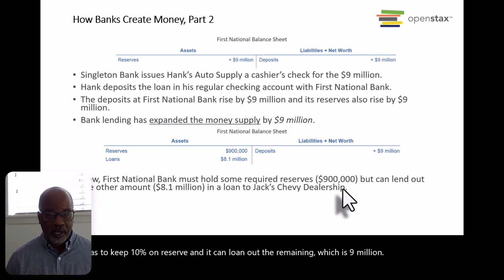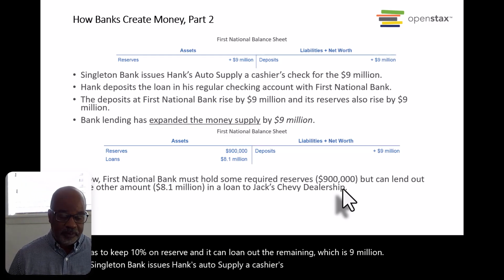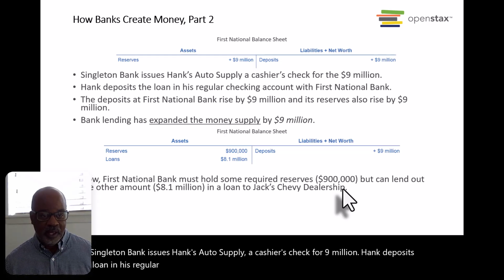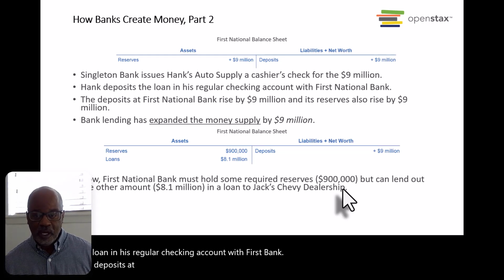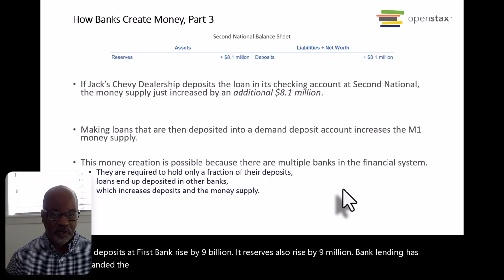So Singleton Bank issues Hank's Auto Supply a cashier's check for 9 million. Hank deposits the loan in his regular checking account with First Bank. The deposits at First Bank rise by 9 million. Its reserves also rise by 9 million. Bank lending has expanded the money supply by 9 million.